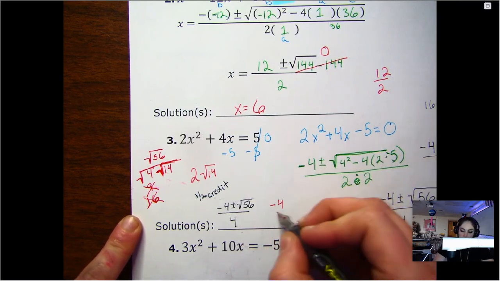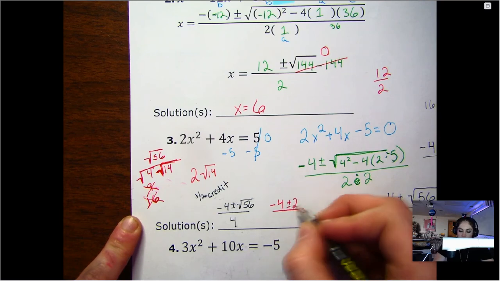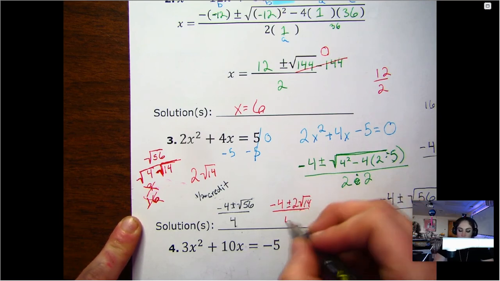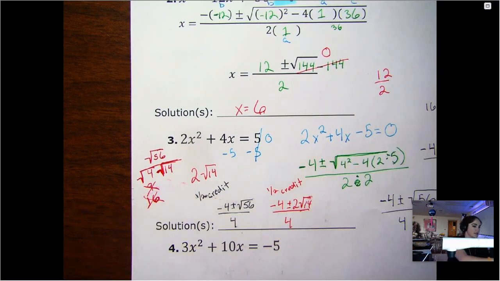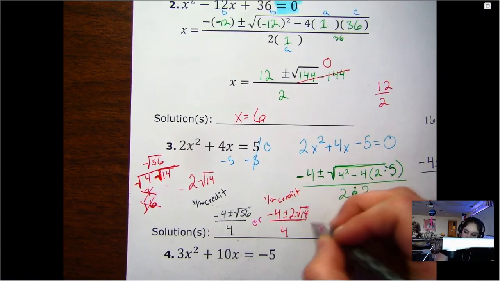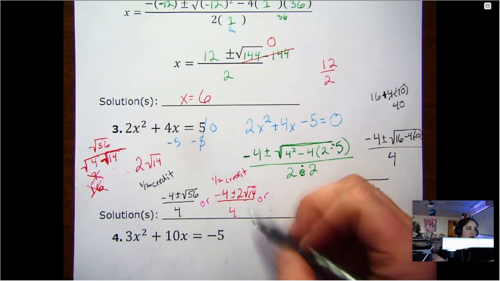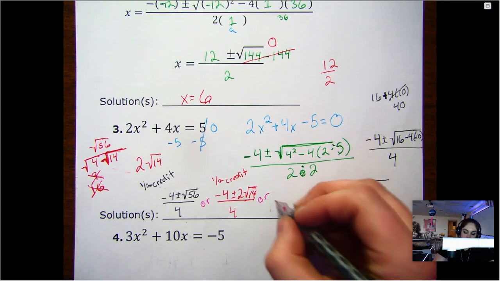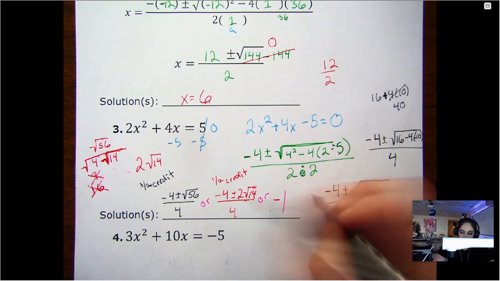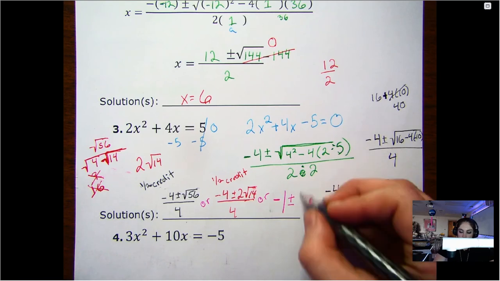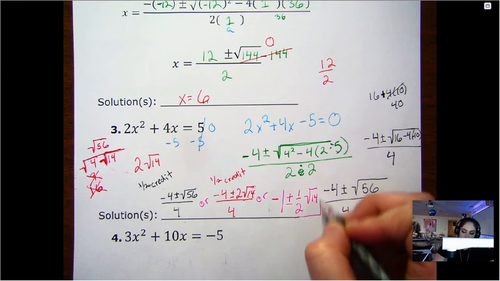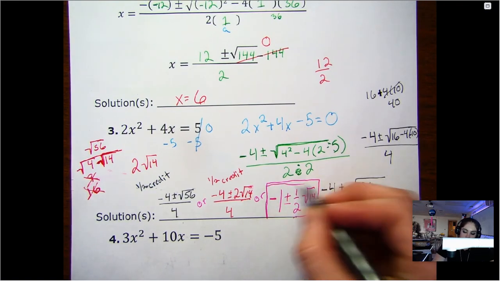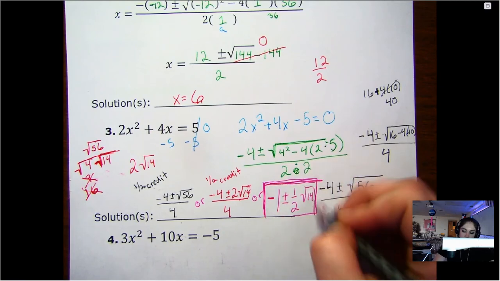So that leaves us with negative 4 plus or minus 2 square root of 14 over 4. Once again, this one will only be half credit as well because it is not finished being simplified. So for this, we are going to divide everything by 4. So negative 4 divided by 4 gives us a negative 1, plus or minus 2 divided by 4 is 1/2, and the square root of 14 at the end. So this is the full answer, simplified and everything.